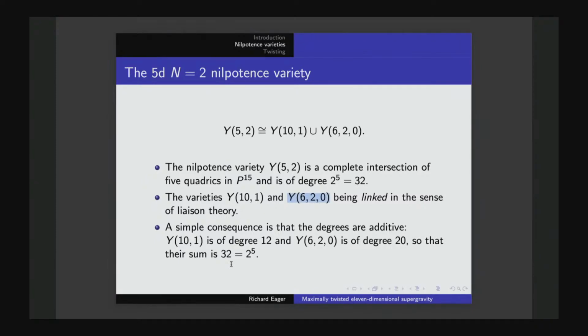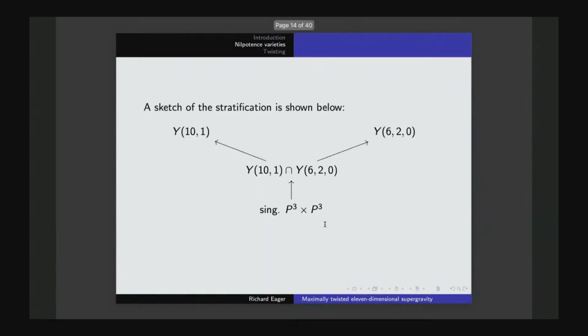And you can actually translate representation theory of multiplets on any two varieties that are linked in terms of each other. So it's a little surprising that representation theory of the 10D N=1 algebra gives you certain results about the representation theory of the 6D N=2 supersymmetry algebra. And then there's a sketch of the stratification below. Here are these two components, and they intersect over some kind of very complicated locus.